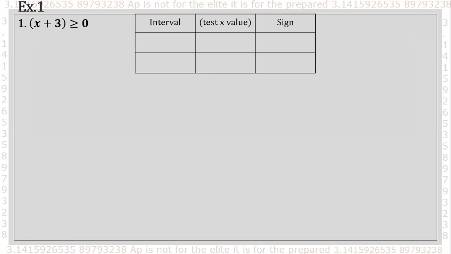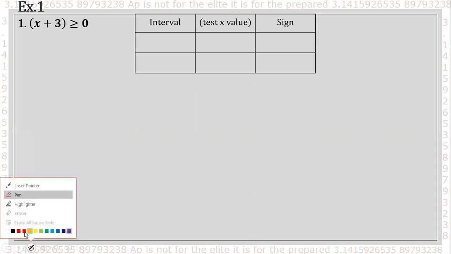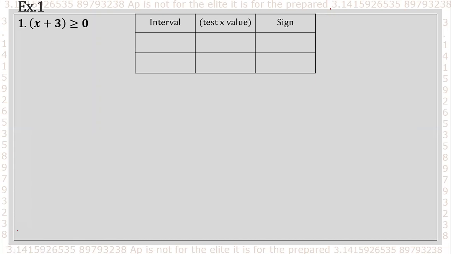Alrighty, so this is my first example. Nothing that bad: I got x plus 3 greater than or equal to 0. As the steps said, write them right here. The first step says to set the factored form and find your x-intercept by setting it equal to 0. So x plus 3 is equal to 0. I solve by subtracting 3 on both sides, so x equals negative 3.